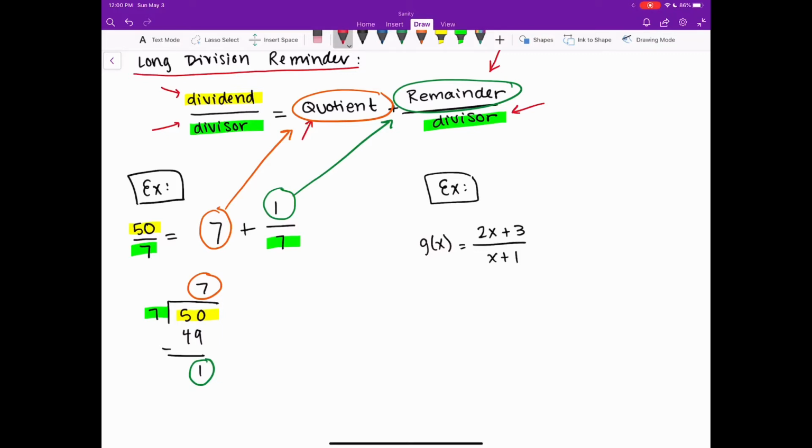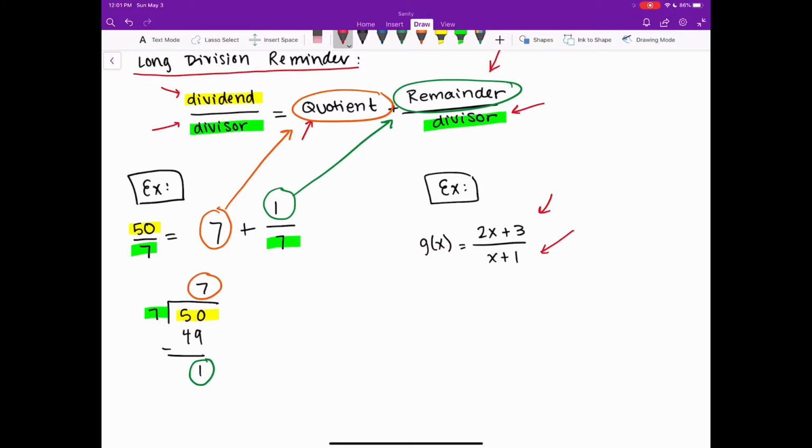I have a polynomial 2x plus 3. It's being divided by a polynomial of x plus 1. I want to simplify this so I can get it into an easier form so I can recognize some key features that are going to help me graph it. So when I divide these two things, I'm going to be looking for a quotient, I'm going to be looking for a remainder, and I'm going to have to put that remainder over a divisor, and just trust me here, follow the process, it works, all right?